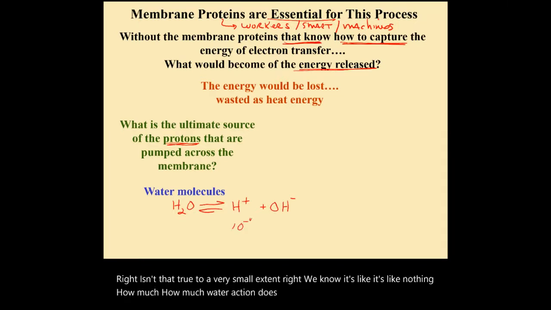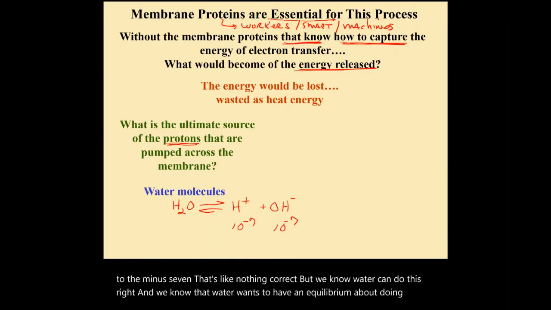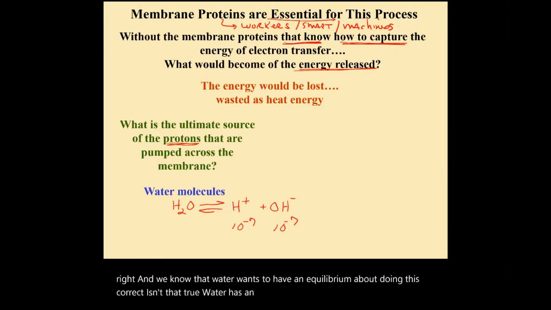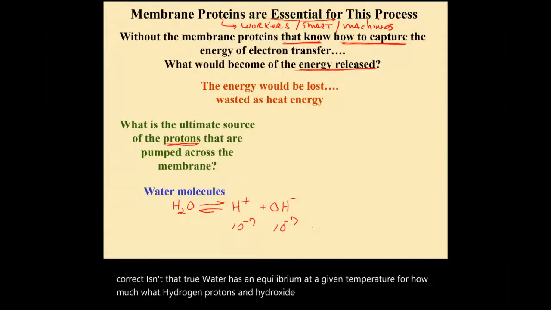10 to the minus 7, right? 10 to the minus 7. That's like nothing, correct? But we know water can do this, right? And we know that water wants to have an equilibrium about doing this, correct? Isn't that true? Water has an equilibrium at a given temperature, by how much hydrogen protons and hydroxide ions we actually would want to generate from the dissociation of water.